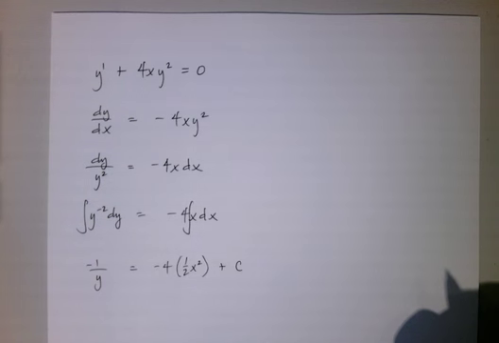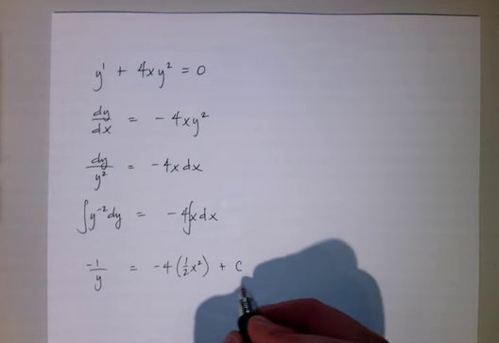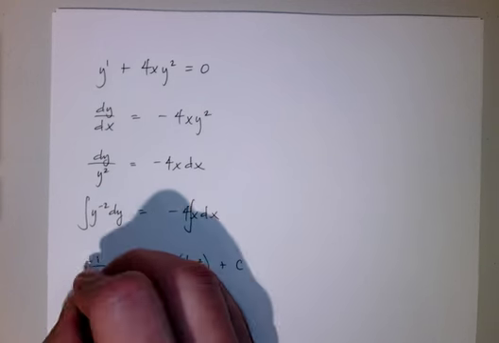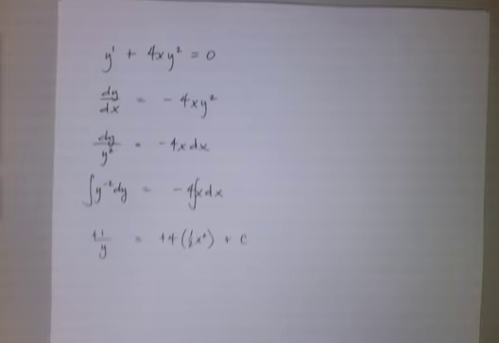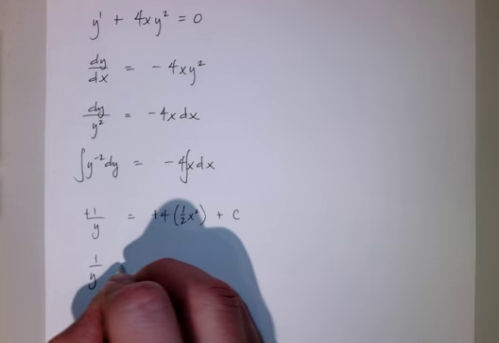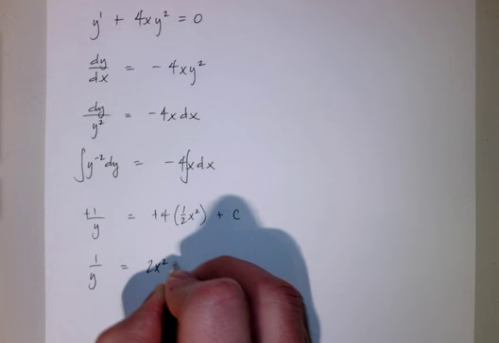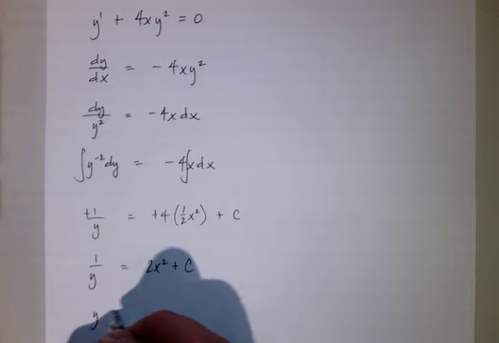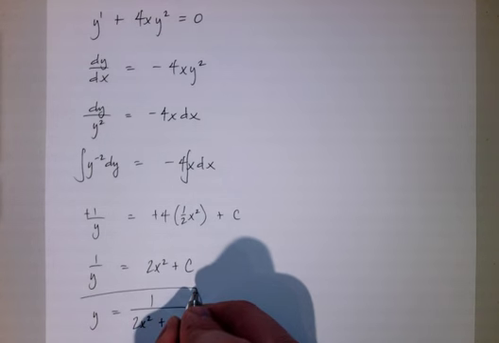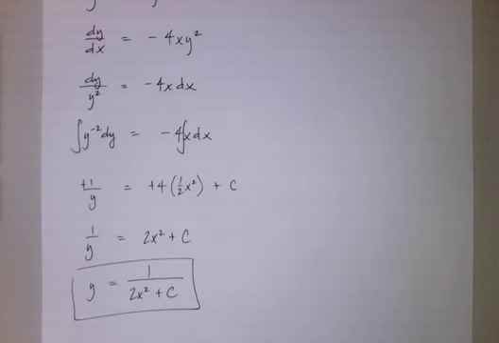Well, here's the thing. I can go ahead and keep switching the c value. C really doesn't matter to me. But, you know, I don't like the fact that I have negatives here. So let's go ahead and multiply through by a negative. I have 1 over y is equal to 2x squared plus c, or y is equal to 1 over 2x squared plus c. That should be my general solution.